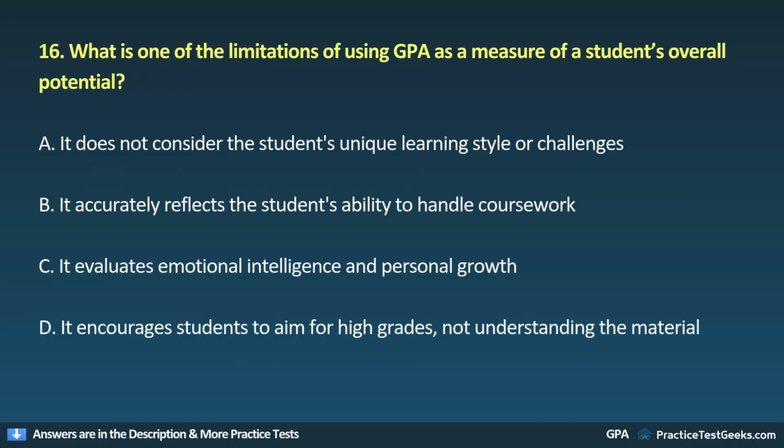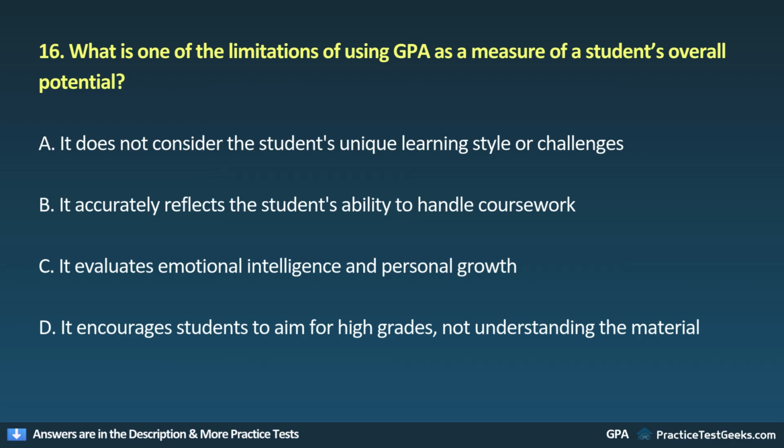16. What is one of the limitations of using GPA as a measure of a student's overall potential? A. It does not consider the student's unique learning style or challenges. B. It accurately reflects the student's ability to handle coursework. C. It evaluates emotional intelligence and personal growth.